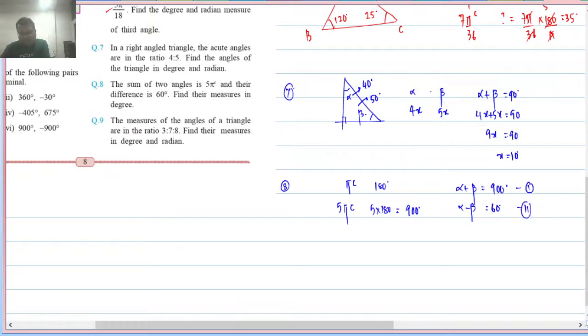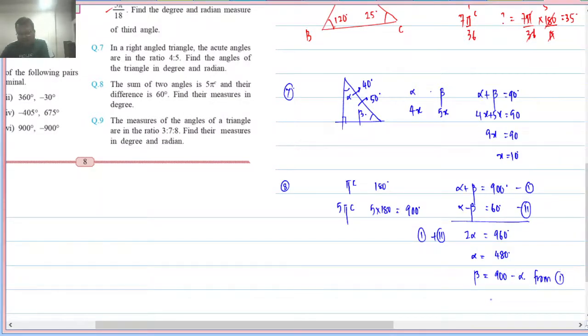Equation 1, equation 2. You can do this. Add 1 and 2. 1 plus 2. So you get 2 alpha is 960. So alpha is 960 upon 2, 480. Beta is 900 minus alpha from first.